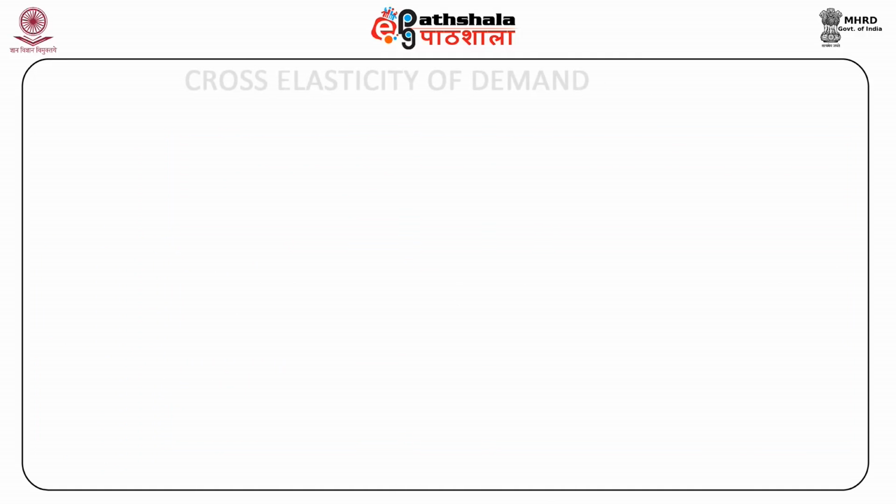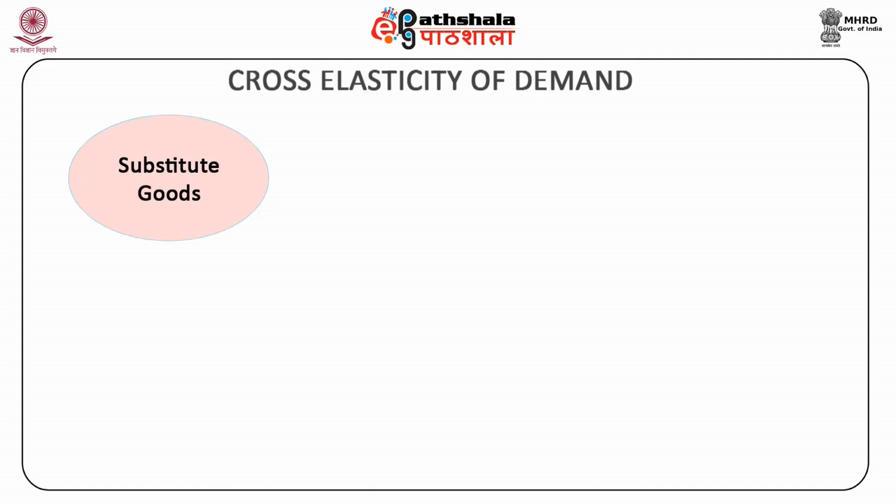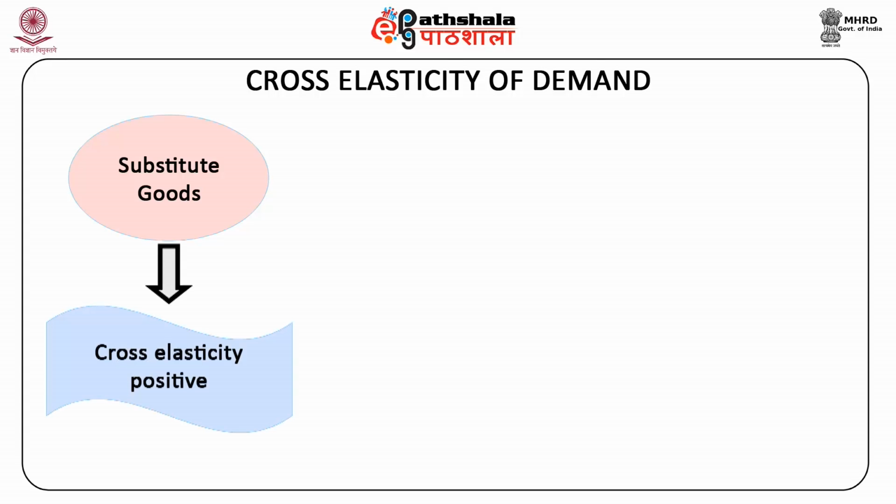Since there are different goods available in the market, the cross elasticity would depend on the nature of the goods. In case of substitute goods, if the price of one good increases, people shift their demand from that commodity to its substitute commodity, and thus the demand for the other commodity increases due to an increase in the price of the first commodity. Hence, cross elasticity in case of substitute goods would be positive.